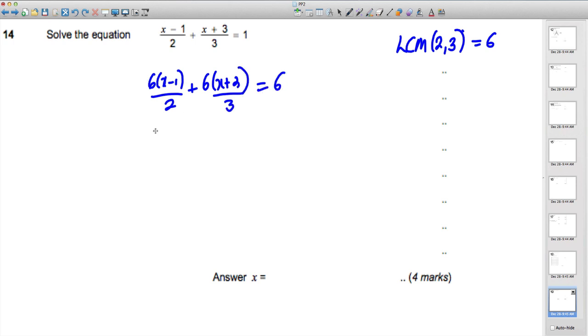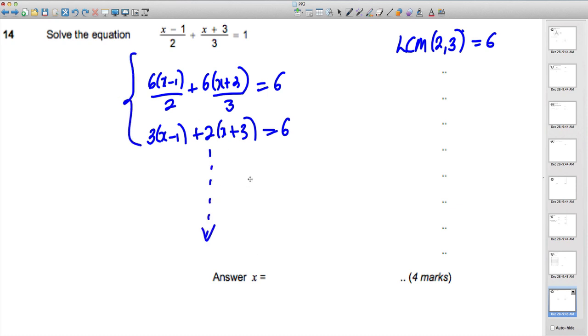6 over 2 is 3. 6 over 3 is 2. And you get the answer in an easy move. If you keep going there with your algebra, you'll get the same thing, but in a lot fewer moves than we did previously. It's up to you what you're more comfortable with.